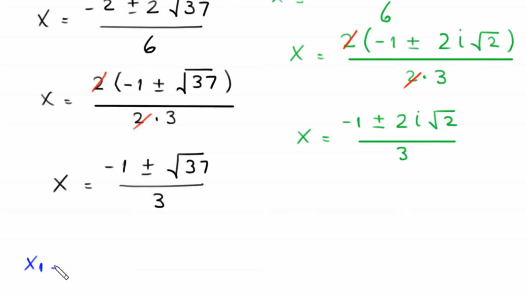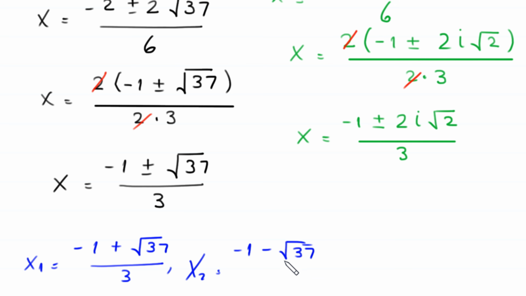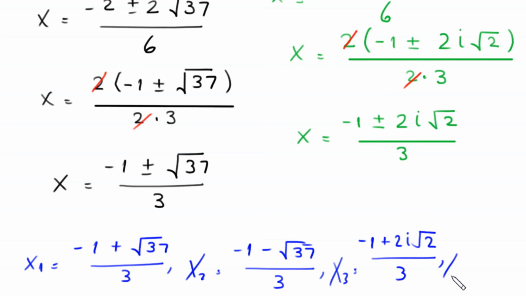The first one is negative 1 plus root 37 over 3. The second one is negative 1 minus root 37 divided by 3. The third is negative 1 plus 2i times root 2 divided by 3. And the fourth is negative 1 minus 2i times root 2 divided by 3. These are the 4 solutions for this equation.